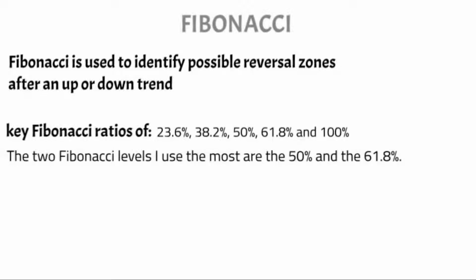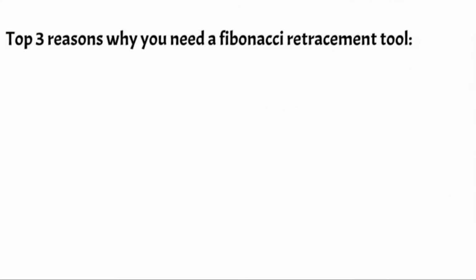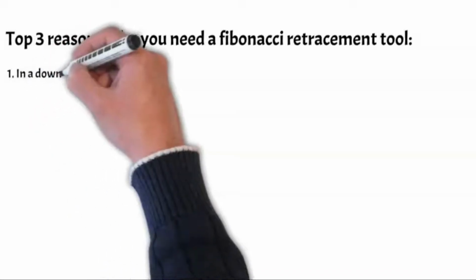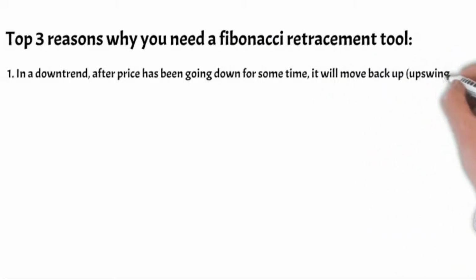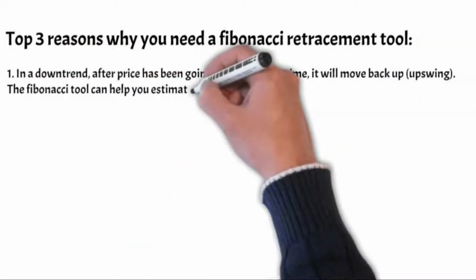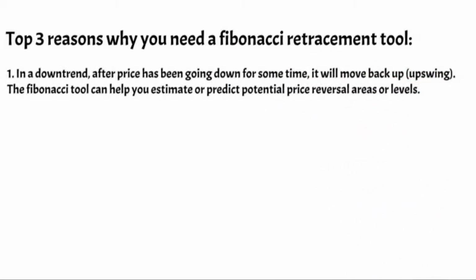Now, if you are using the MetaTrader 4 trading platform, the Fibonacci tool has an icon as shown on the chart. Now, here are the top 3 reasons why you need a Fibonacci retracement tool. The first: in a downtrend, after price has been going down for some time, it will move back up, which will give us an upswing. The Fibonacci tool can help you estimate or predict potential price reversal areas or levels.